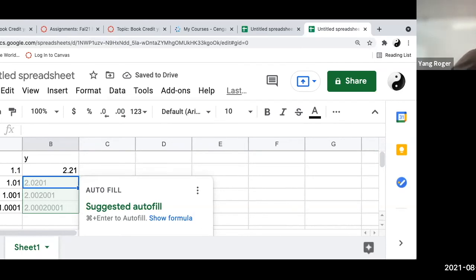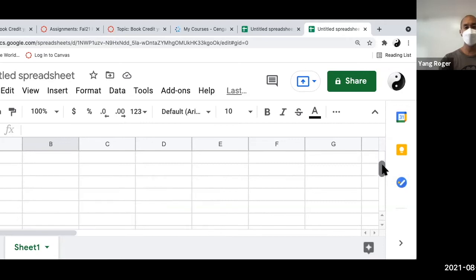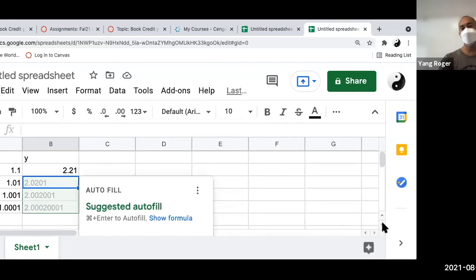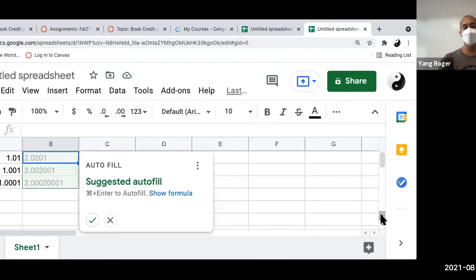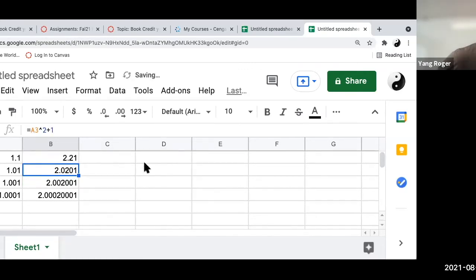At this point, it gave me the answer, but it also has this suggested autofill. In other words, it's willing to copy this formula all the way down for me, which I want it to do. Thank you. So let me scroll if I can. Just a little, not so much. Oh my goodness, not too far. I'm just trying to get this checkbox so I can agree. And now we have all our values. You don't have to punch it in on your calculator. Does that make sense?